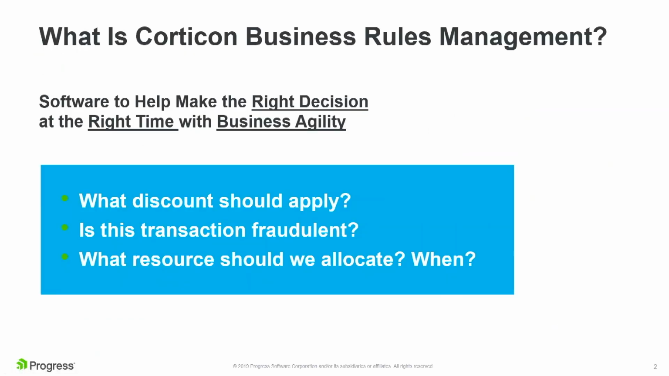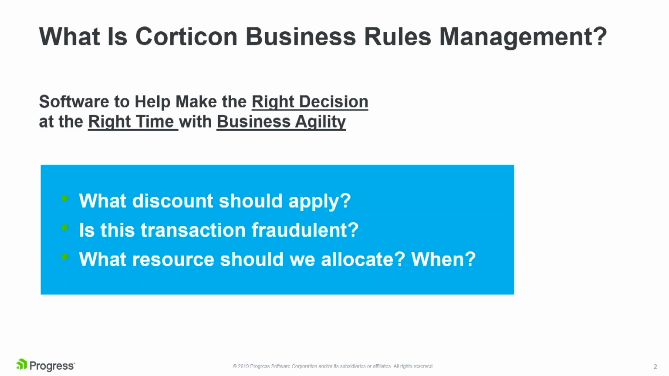All right, so for those who don't know, Corticon is a business rules management system. A business rules management system is software that's designed to help you make your business decisions. When you're in a highly regulated, policy-driven environment such as healthcare, insurance, or other financial markets, it's important that you are able to execute your business policies consistently and accurately. And equally important, you have to be able to express the rules for those business policies and test them to validate that they are correct. So this is what Corticon does.